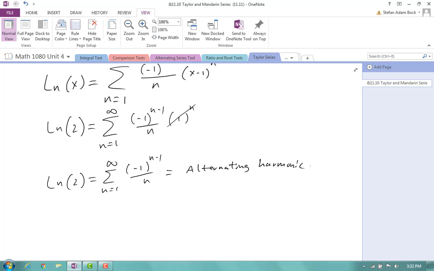So what I recommend is grab a calculator and see just how many digits you have to include in order to get within 2 decimal digits of the natural log of 2. You're going to have a very, very long Taylor polynomial for this problem.